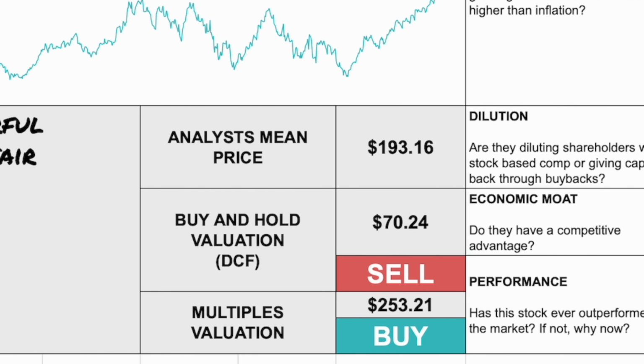I like using the discounted cash flow method and the multiples method just to see if I'm in the ballpark or see if one looks way off compared to the other, because that'll tell me to dig a little bit deeper.